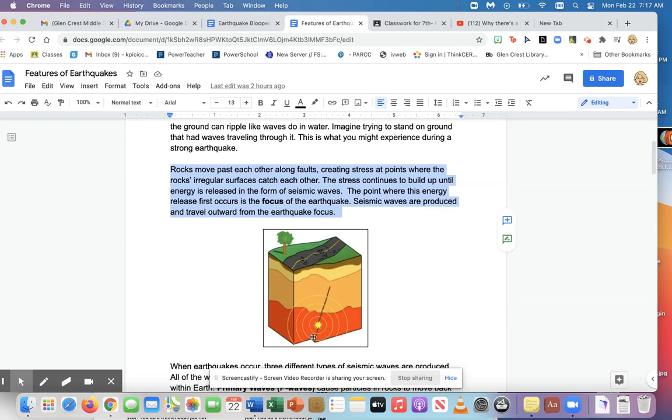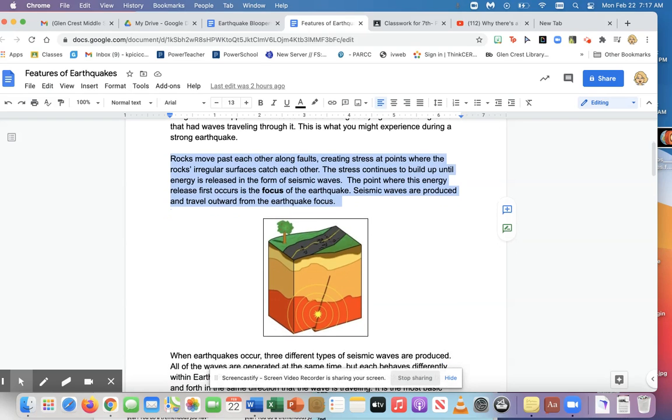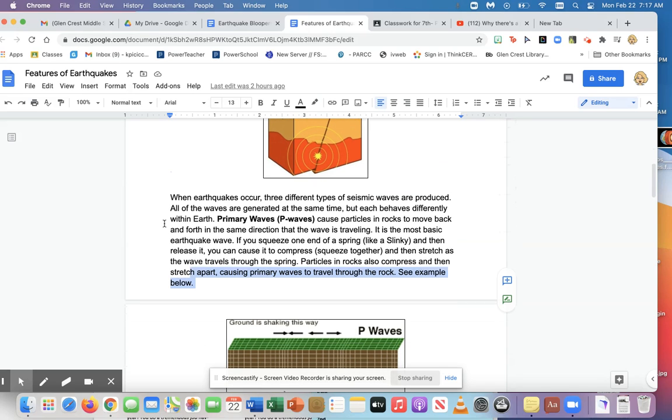So down here, you can see this line is called a fault. And this is where the rocks are moving past each other and creating energy, right? This little yellow dot where the earthquake waves are radiating from is called the focus. When earthquakes occur, three different types of seismic waves are produced. All of the waves are generated at the same time, but each behaves differently within Earth.